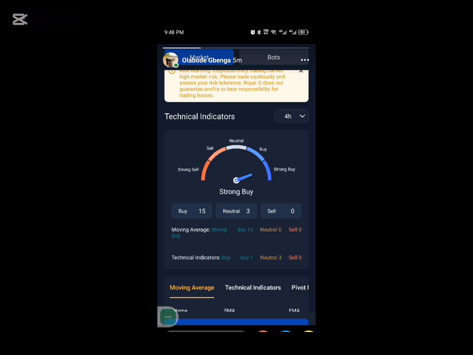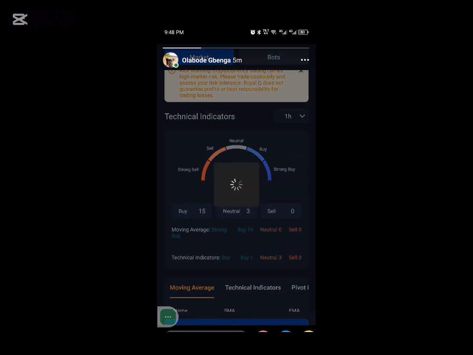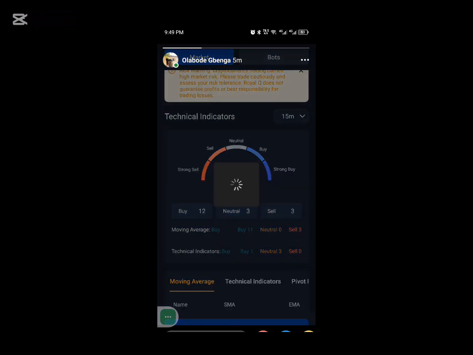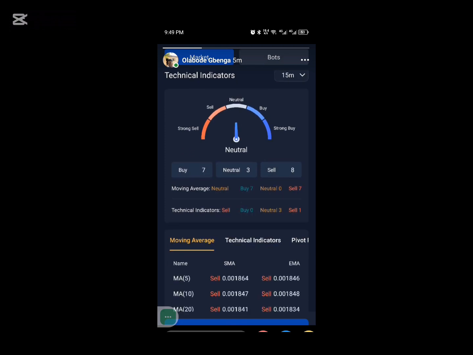That is what they mean: in this 4 hours, this coin will pump. In the next 1 hour, this coin will pump. In the next 15 minutes, this particular coin will... Can you see now? As we are talking now, in the next 15 minutes, check again.